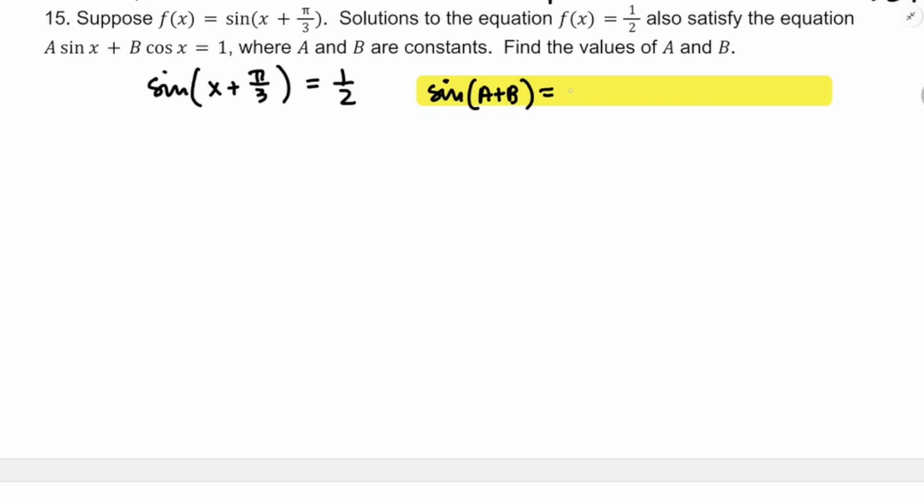Sine of a plus b. Sine is sine, cosine. So sine a, cosine b, sine b, cosine a. And since these are opposite trig functions, I've got the same plus or minus in the middle. All right, and so now I'm going to need to know about sine of pi over 3 and cosine of pi over 3, because pi over 3 is going to be b in this picture. That'll get the job done.